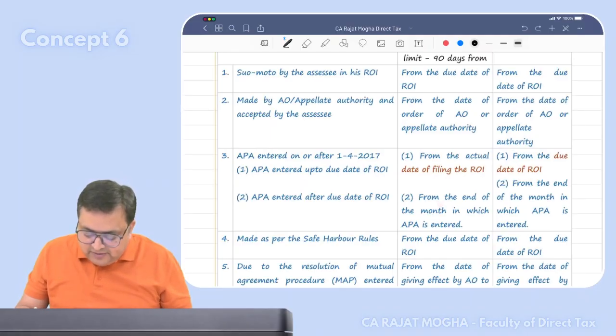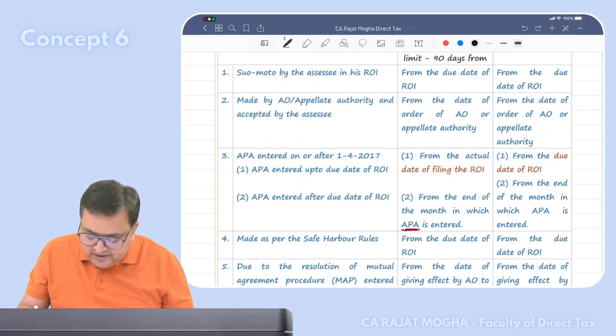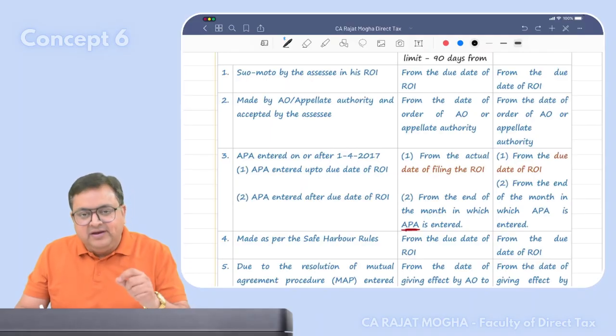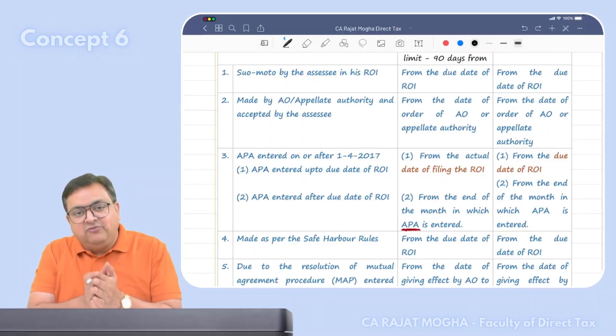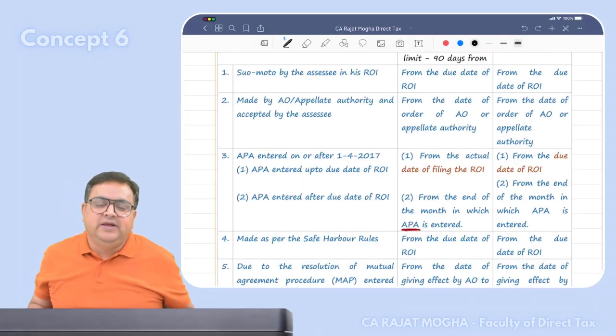So from the end of the month in which APA is entered, because now APA becomes important over here, right? Because APA came after filing your ROI. So when APA will come, then only you will be able to understand. So here it is APA. When APA was entered, from the end of the month, come to that end of the month, and from that 90 days, you have to bring this money back.